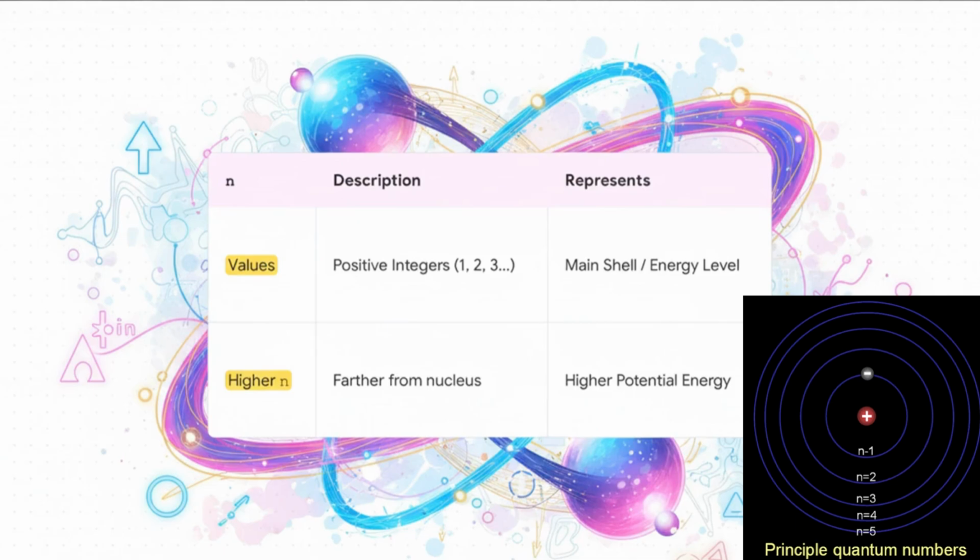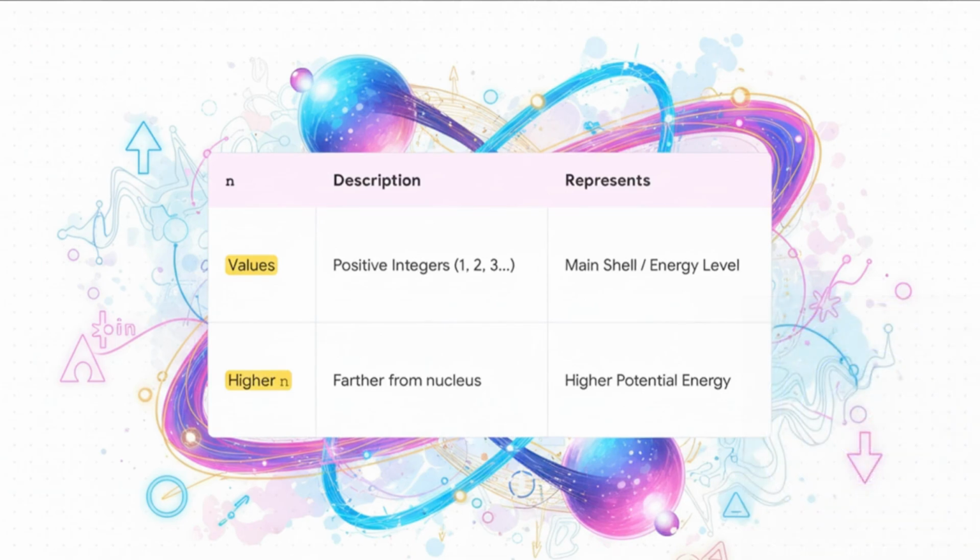The bigger the number, the farther away the electron generally is from the nucleus, and, this is key, the more energy it has. That's why the electrons in the outermost shell, the ones with the highest n, are the ones that get involved in all the action of chemical reactions. They've got the most energy to play with.